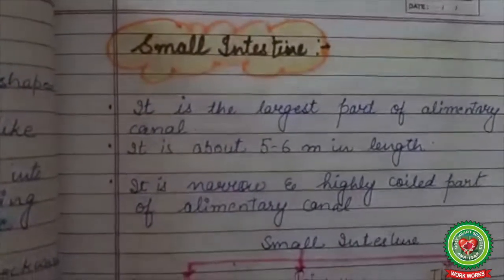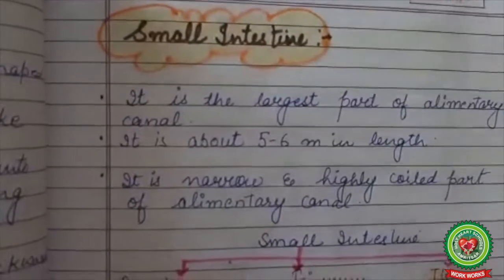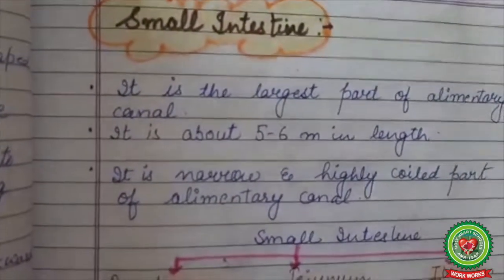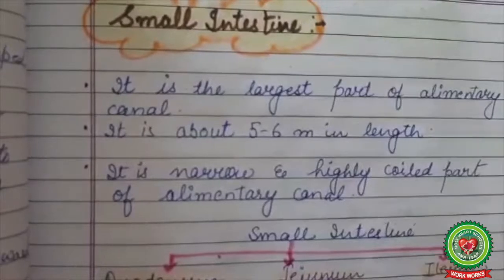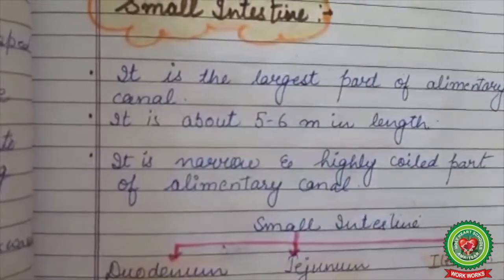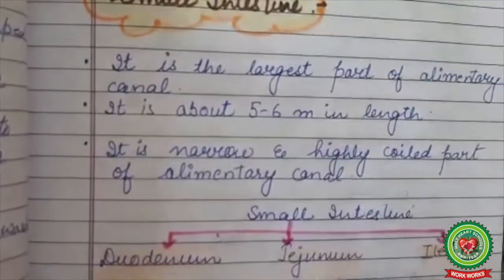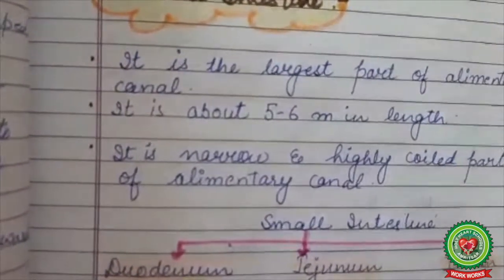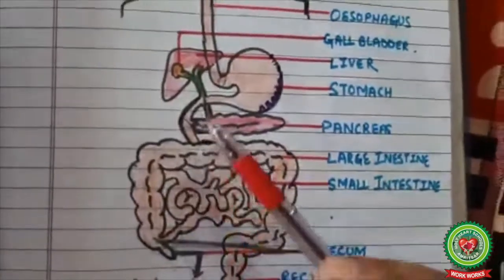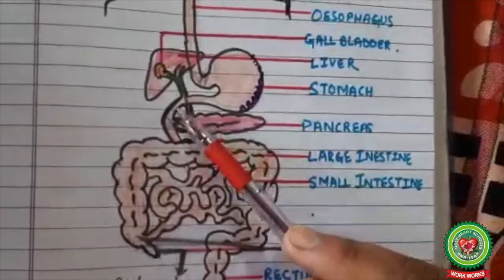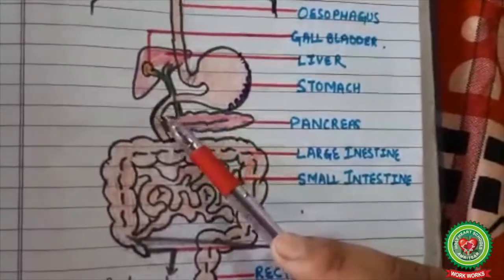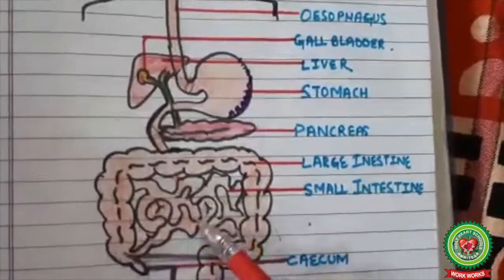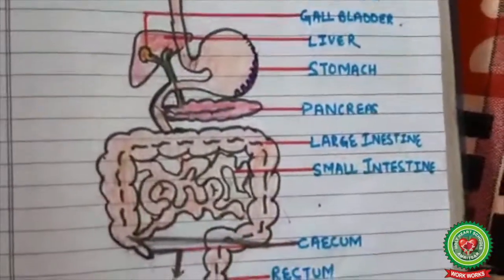Next is the small intestine. The small intestine is the largest part of the alimentary canal, which is about 5 to 6 meters in length. It is a narrow and highly coiled part of the alimentary canal. The small intestine is further divided into three parts: duodenum, jejunum, and ileum. These are the various parts of the small intestine. The C-shaped part next to the stomach is called the duodenum, then the jejunum, the highly coiled part, and the last is the ileum.